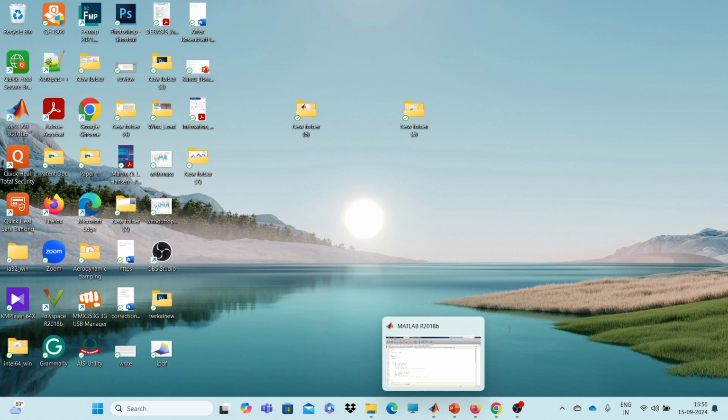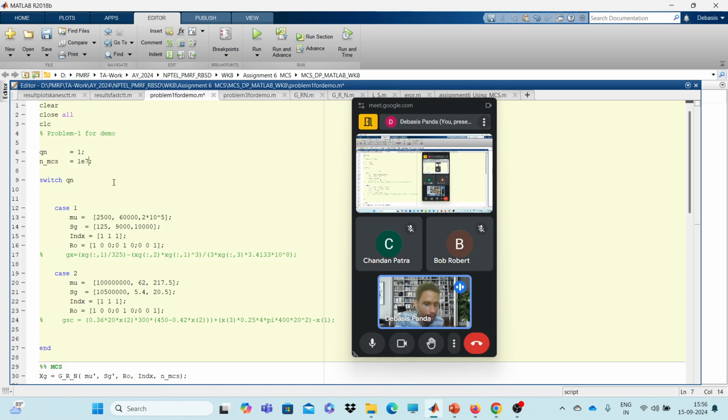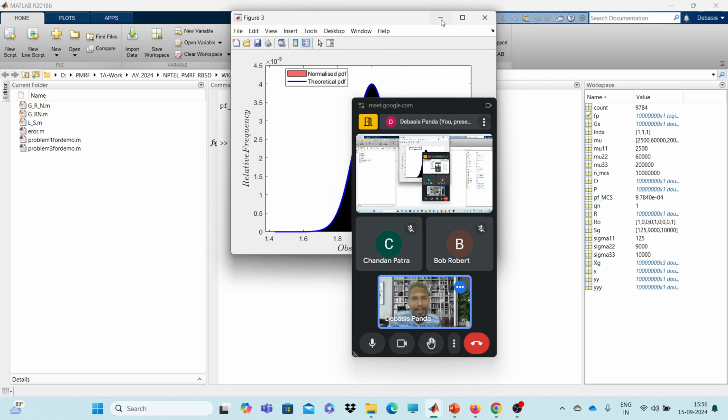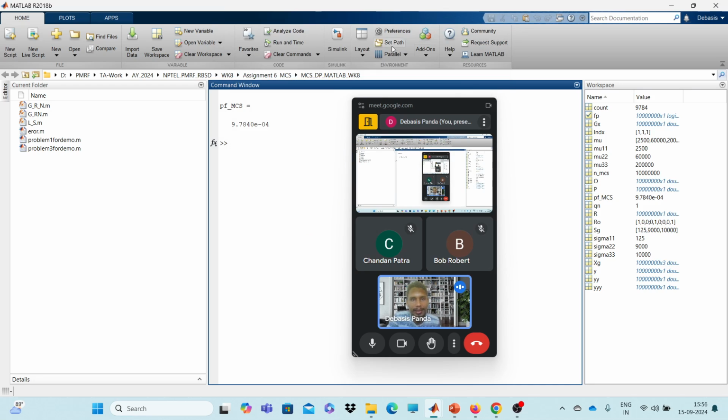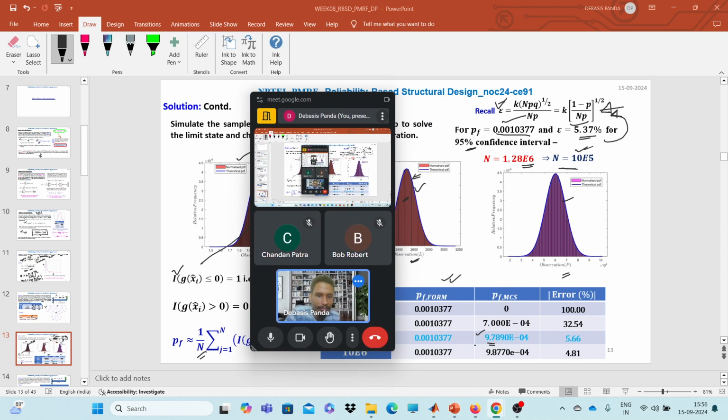I will come to the plot a little later. So let's say 10 to the power 7 and run it again. 10 to the power 7 times it is running, so your computer needs to be efficient. Okay, so look, in 10 to the power 7 the results have changed. At first we were getting 0.001, and now we are getting 9.7 into 10 to the power minus 4, very close to our closed-form result, right?